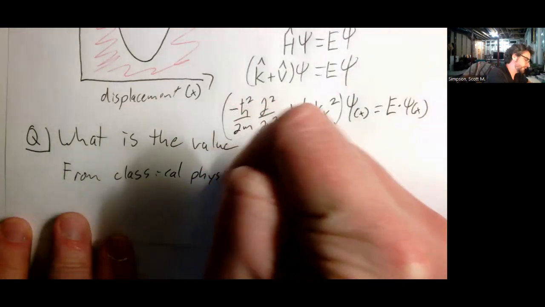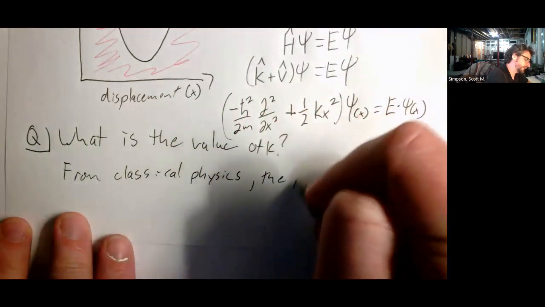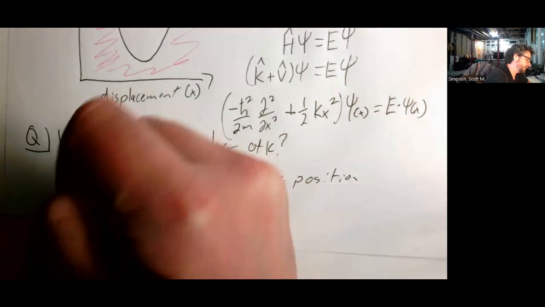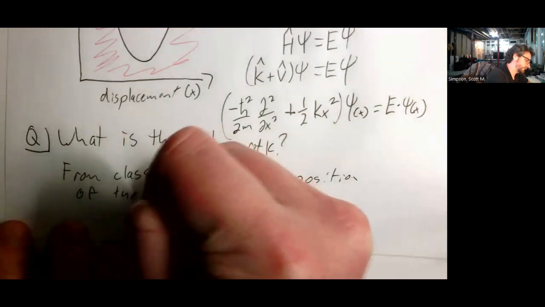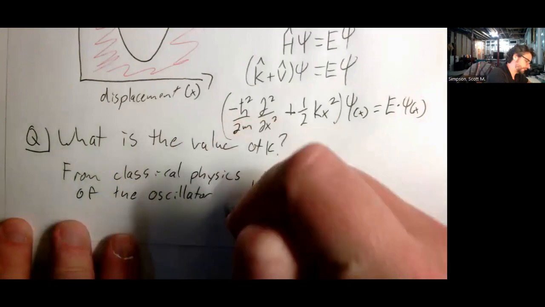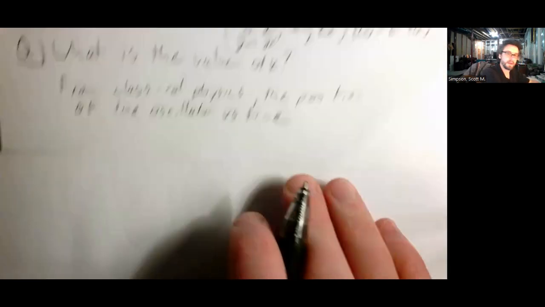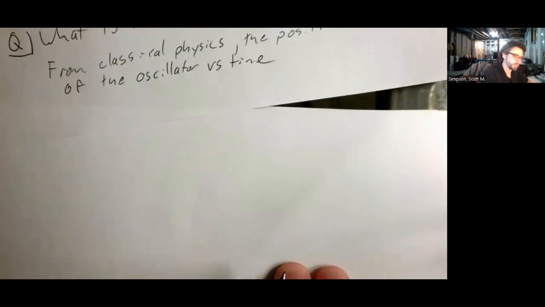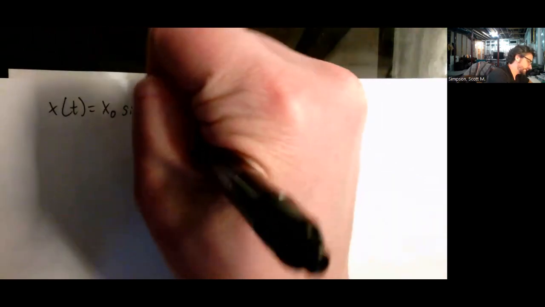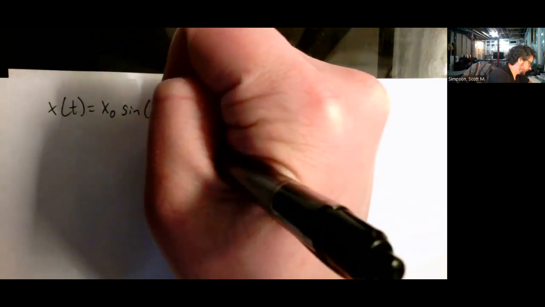physics or mechanics, the position of the oscillator versus time is given with the following expression. X of t is equal to x sub 0 sine square root k over reduced mass times t times this phi portion.